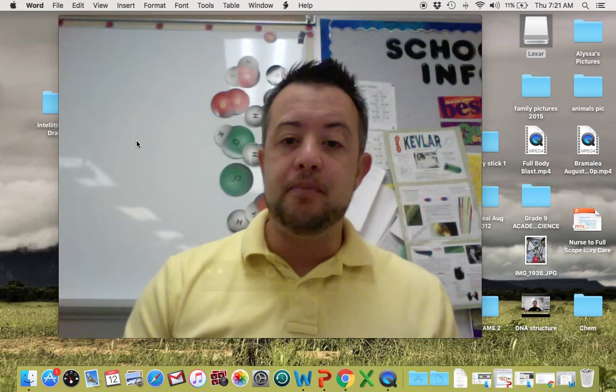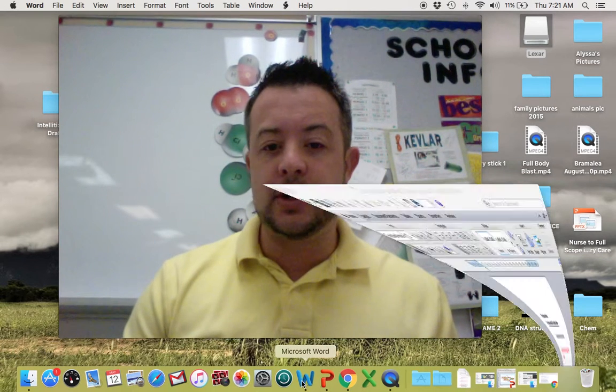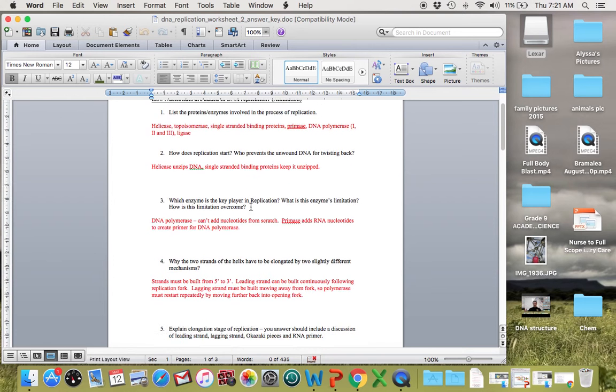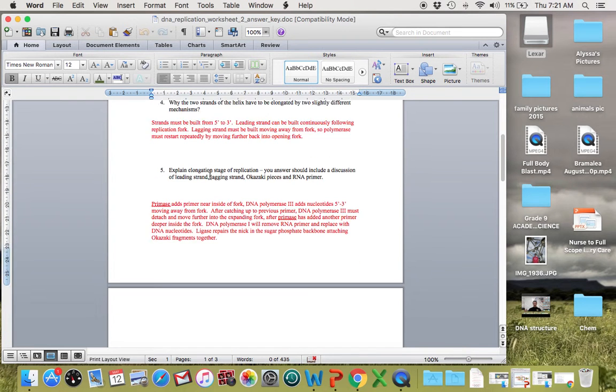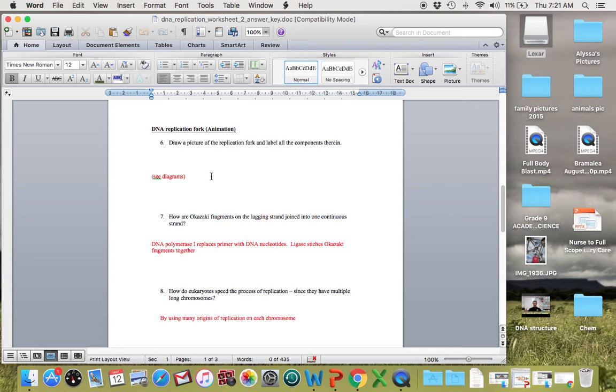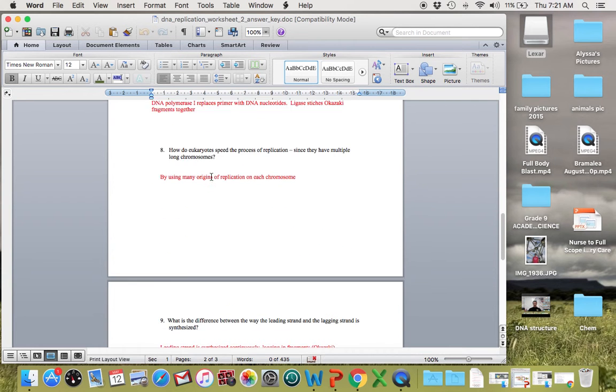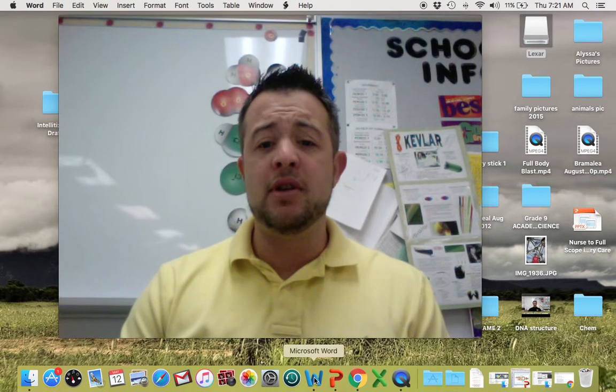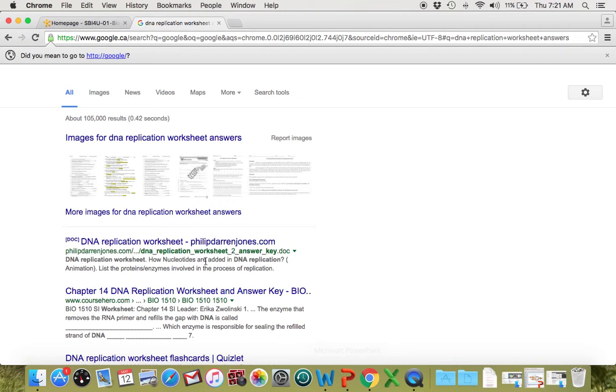Okay, so let's take a look at this worksheet. And you can download these at any time. It basically just asks you some questions. List some proteins, enzymes involved in the process of replication. How does replication start? Who prevents it? If you can answer all these questions, you have a very, very good idea of what's happening during DNA replication. And if you didn't like that worksheet, if you were like, oh, this is maybe too advanced, maybe it's at the university level, then you can look up another one.